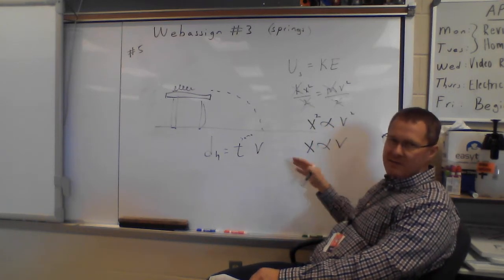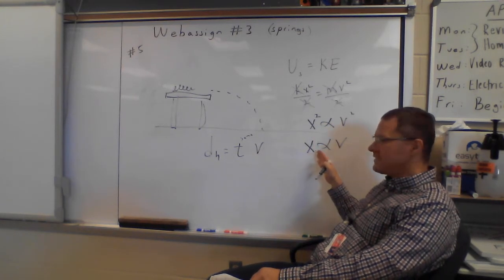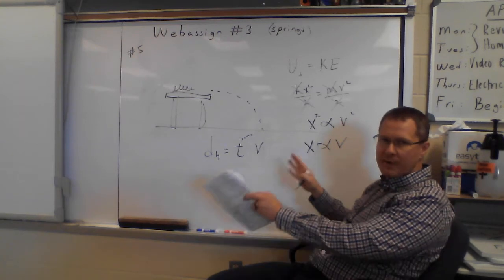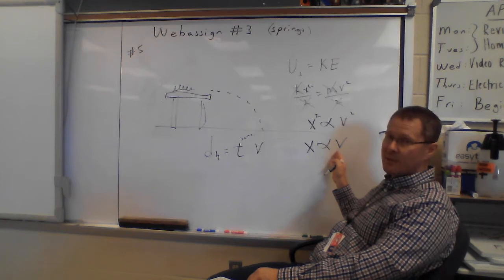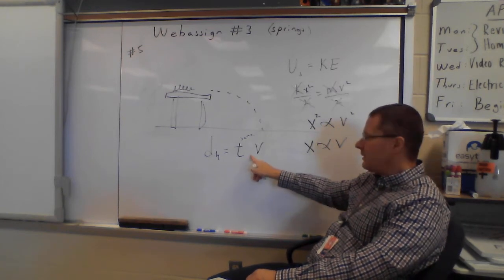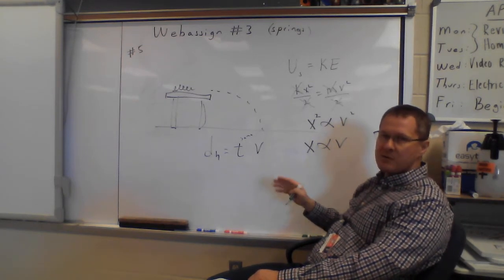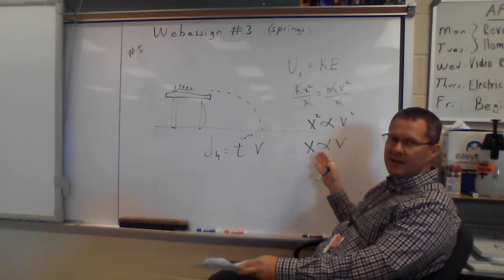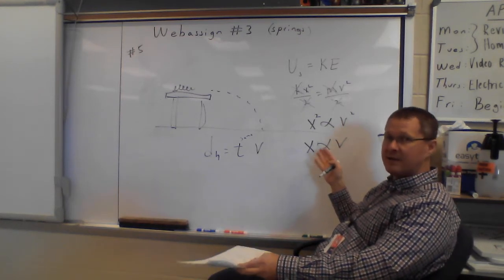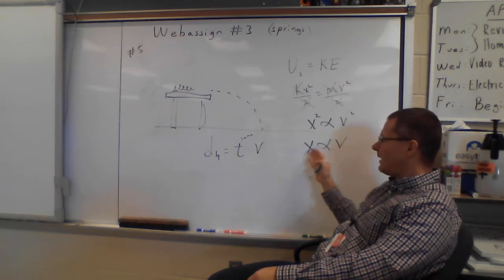Now, what does all this have to do with the problem? Well, this means that if you were to double the amount of squish on the spring, you would double your speed. And because you double your speed and the time's the same, you would double your distance. So there's a linear relationship between how much we squish the spring and how far we go.